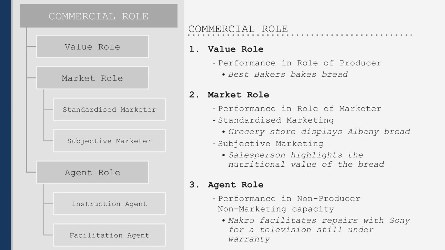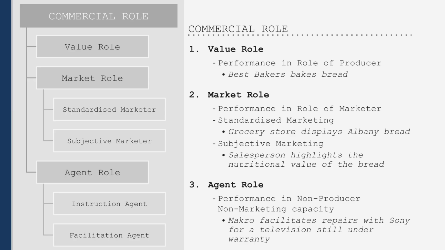The economic function can be performed in one of three commercial roles: value, market, or agent. In the value role, the function performance is within producer capacity. This is where value is created. For example, Best Bakers bakes bread.